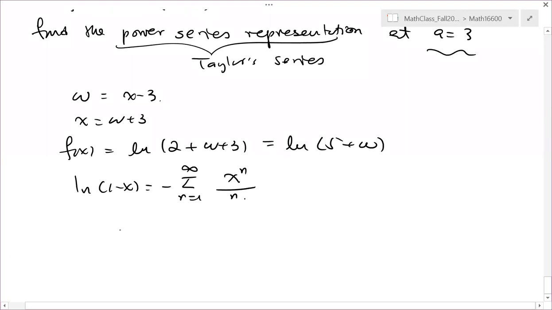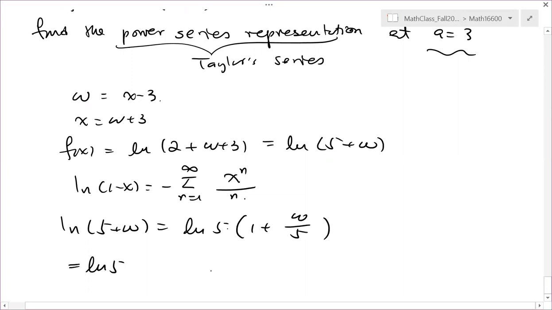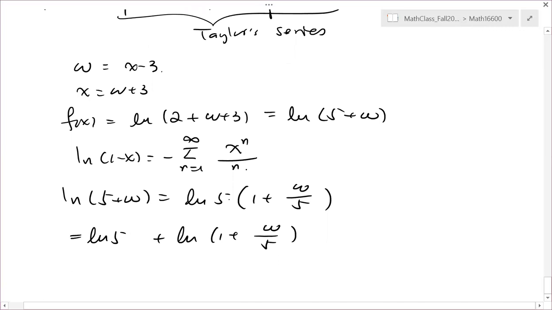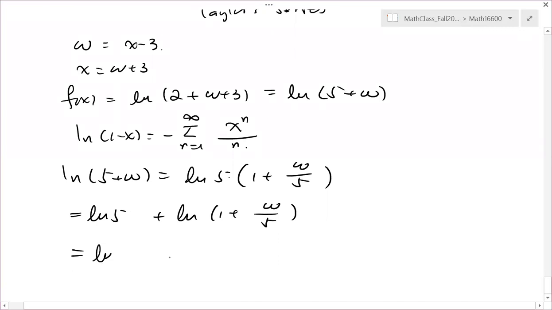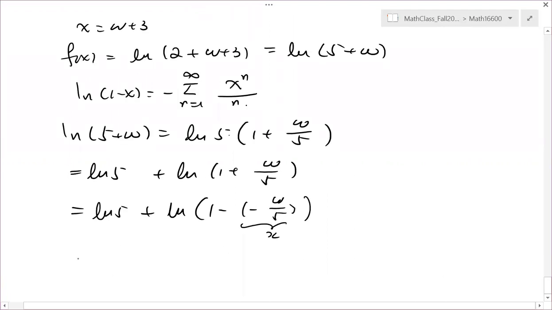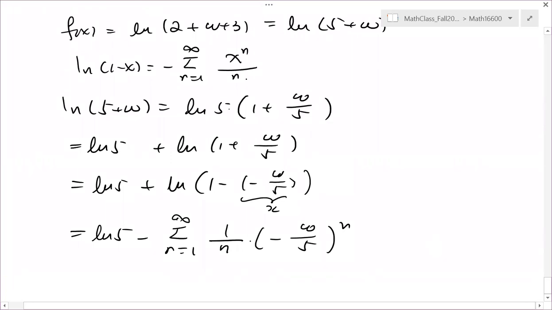So for the log of 5 plus W, you have to change 5 to 1. How do you do that? You take the 5 out. Then you separate them: the log of 5 put aside, and the next step is you change to negative x, negative W over 5. Yes, this is my x. Then you apply the formula, and this is x. Then you replace W by x minus 3.